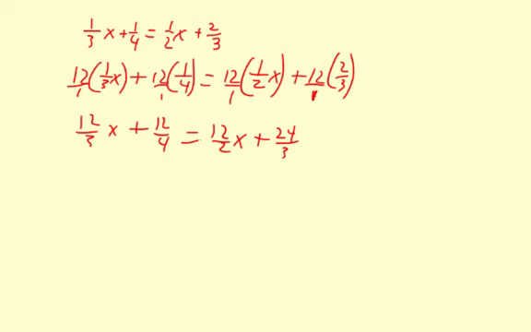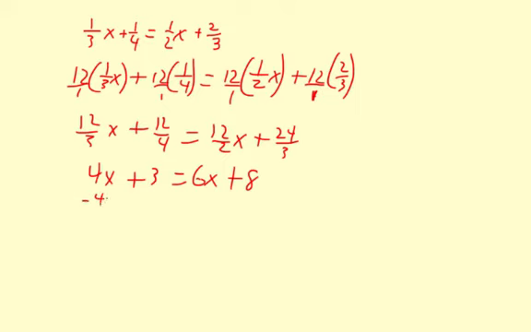So let's simplify. 12 divided by 3 is 4, so it's 4x, plus 12 divided by 4, which is 3, equals 12 divided by 2, which is 6, and then x, so 6x there, plus 24 divided by 3, which is 8. Look how much easier that is to solve now. That's why I like this method so much.